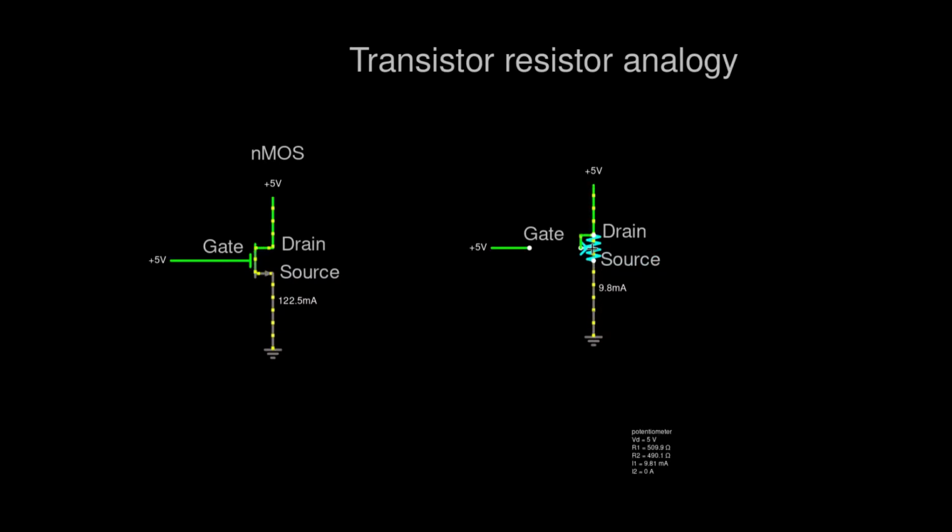So now we can scroll on the resistor and we can see the amperage change and get it close to what we have on this circuit over here. So that's the amperage that we get at 5 volts.